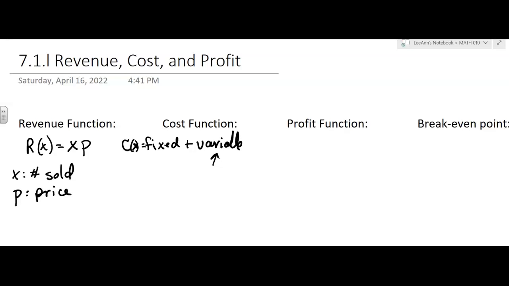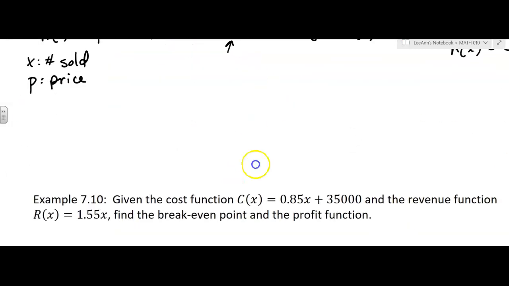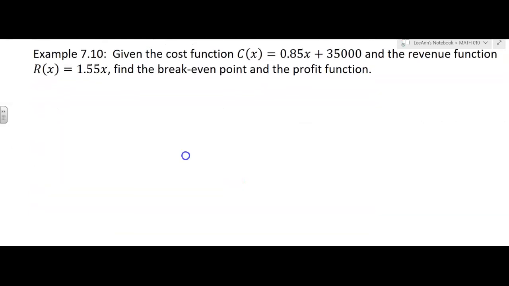The profit function, that's how much money you're making. So the profit is the revenue minus the cost. Okay? So if you're bringing in more than you spend, great, you're making money. The break-even point is when the revenue equals the cost. That means that you didn't make any money, but you didn't lose any money, but you broke even. Okay? All right.